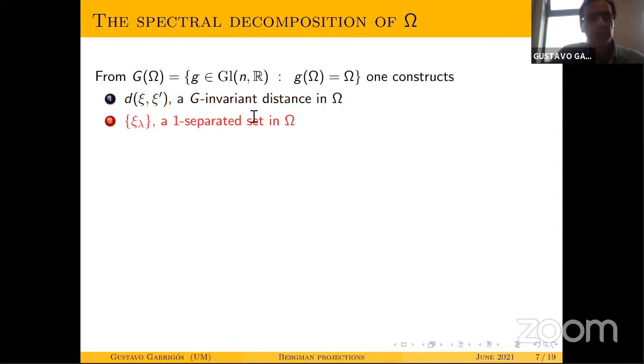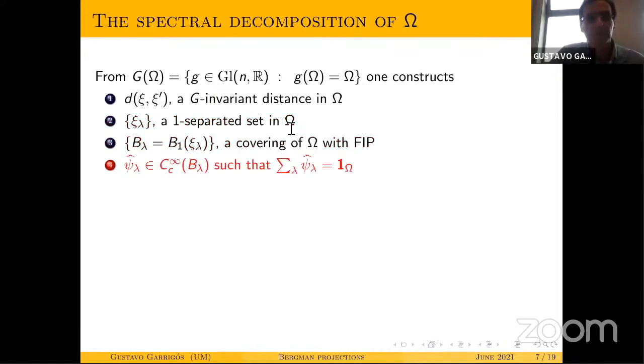Then using this distance, you construct a separated set in the cone, and then you construct a partition of unity associated to this separated set, okay? So there will be some balls which cover the cone and have the finite intersection property, and then these functions have Fourier transforms supported in these balls, and the sum of these functions is the identity on the cone.